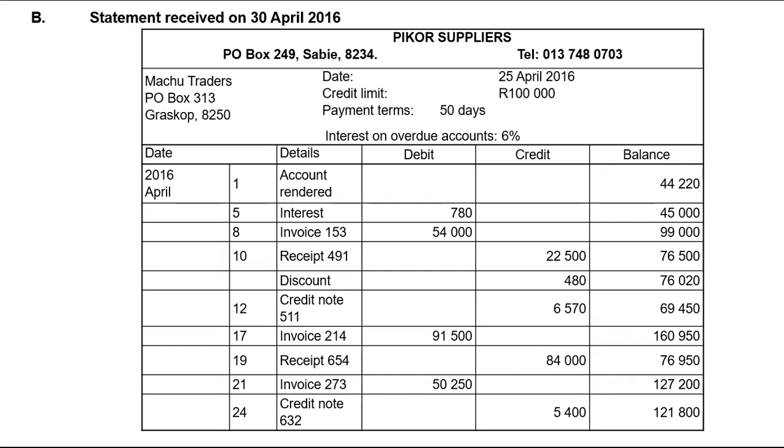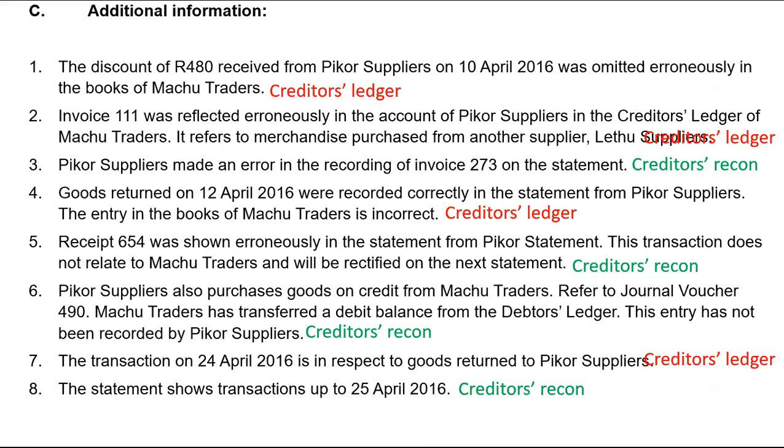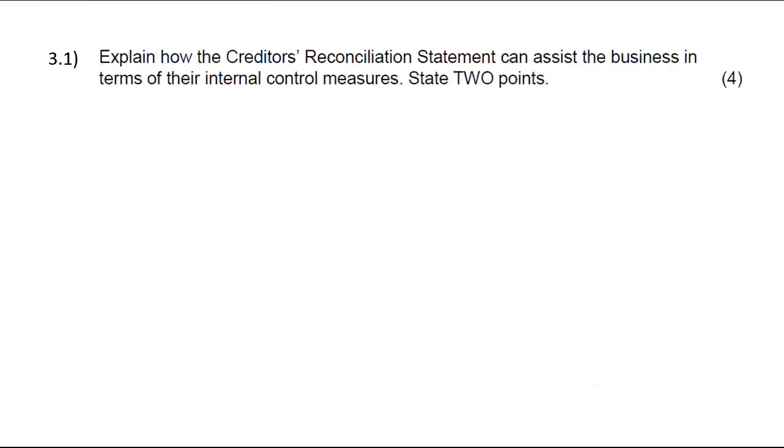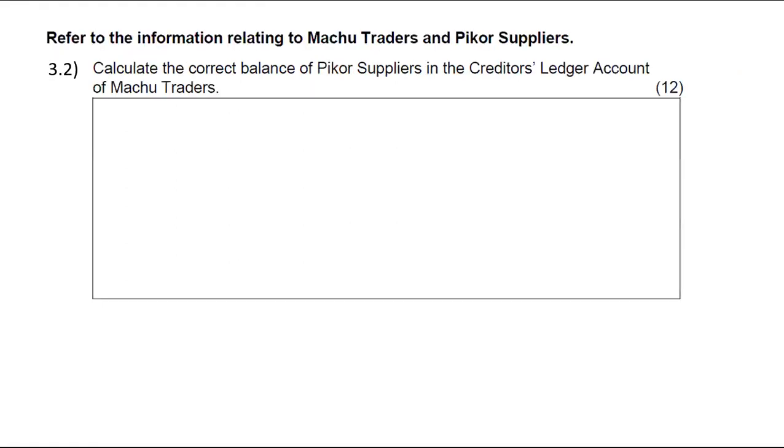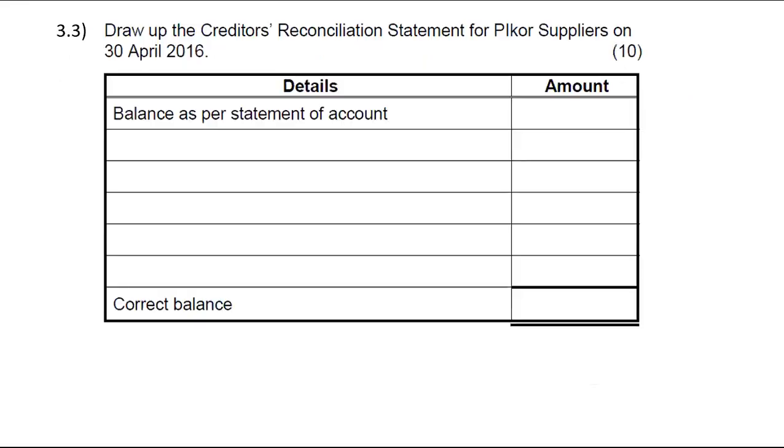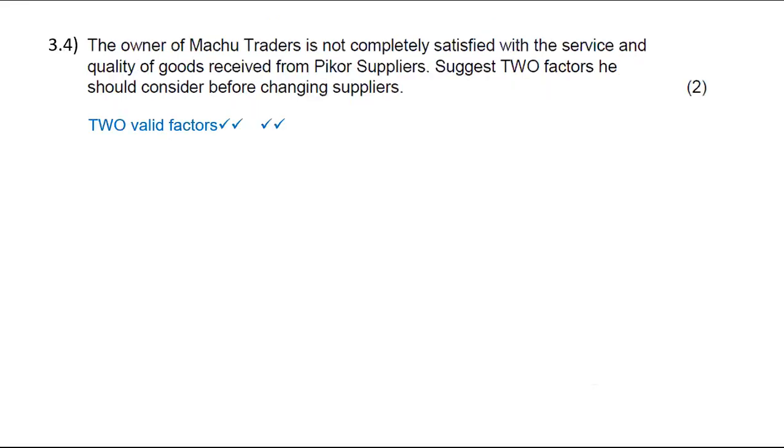And what will show you what is wrong or right will be this one. And as you read, right on the side, write CL, which means you're correcting your creditors ledger. And then write CRS, which is creditors reconciliation statement, if the error is in the statement. And then just answer the following questions. Prepare that. And this. And that.